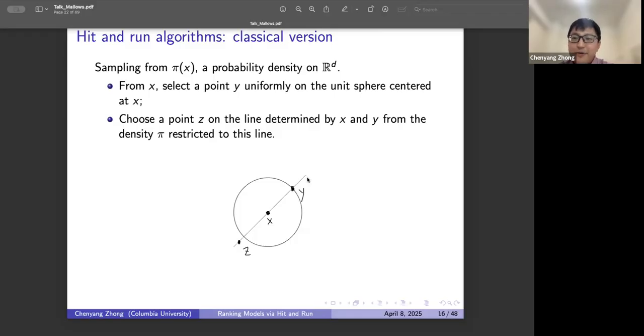That's why we call it the hit and run algorithm, because we start from x, we hit a point on the unit sphere, and then we run along this line. So this is the original version.